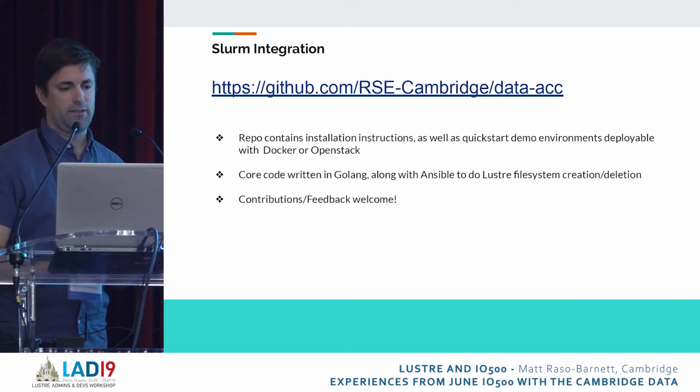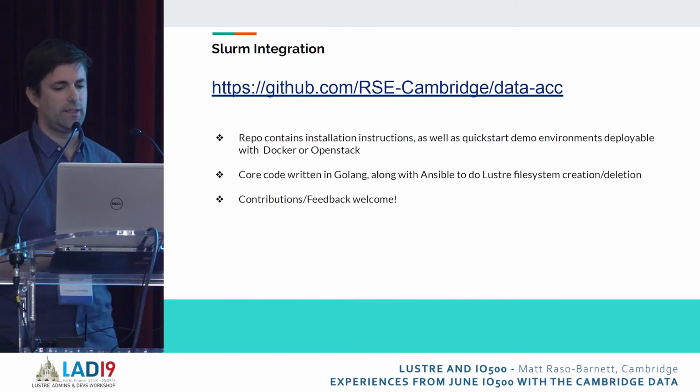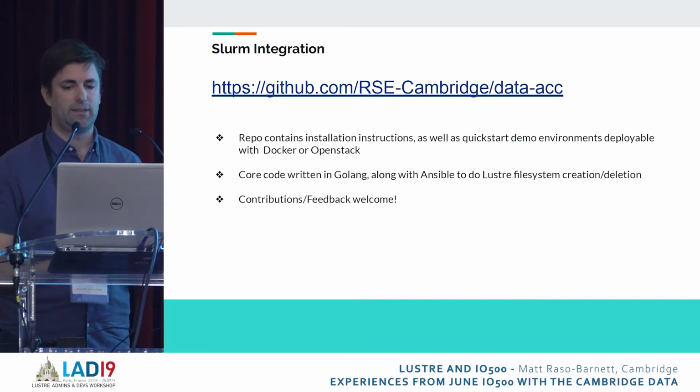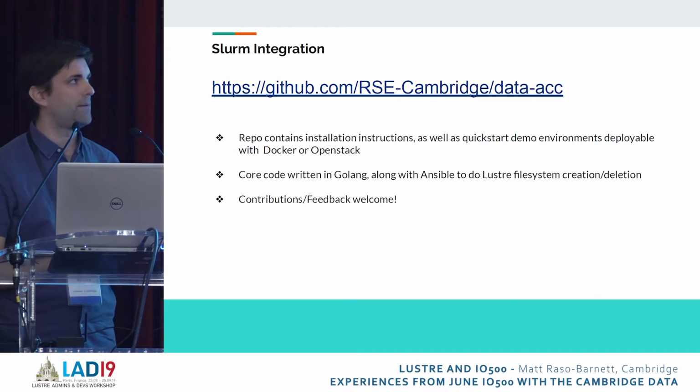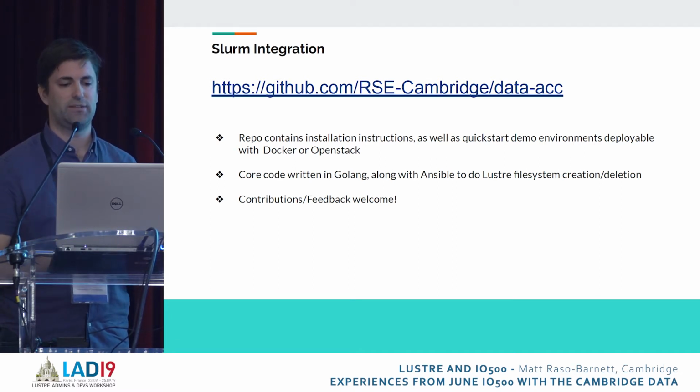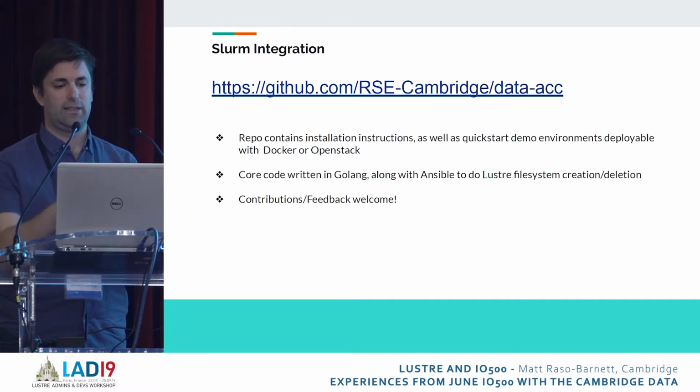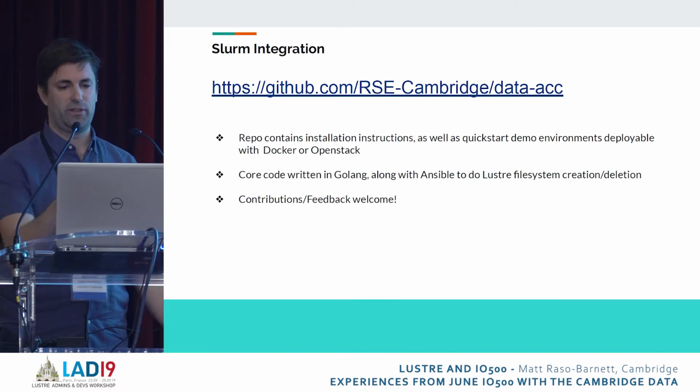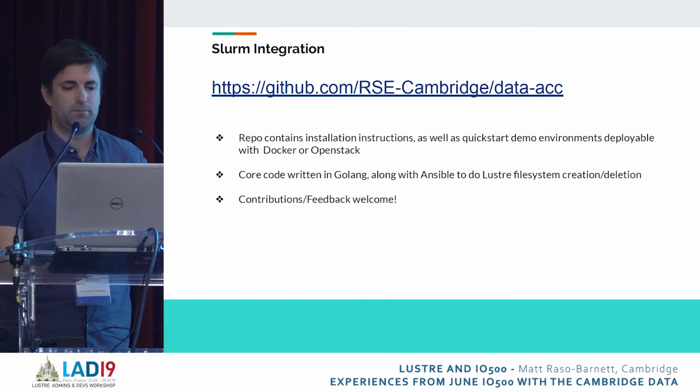This is, again, the repo. We've got installation instructions and some quick start demos for people who want to try it out. There's a Docker demo, which is useful just to try the Slurm portion of this; it doesn't run the Ansible. And there's a larger OpenStack demo, which is much more like a full environment, like what we're running.